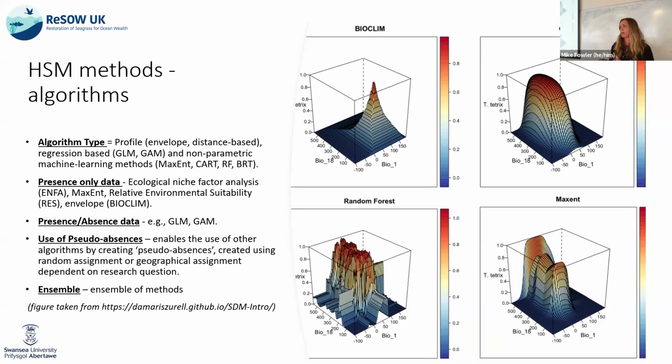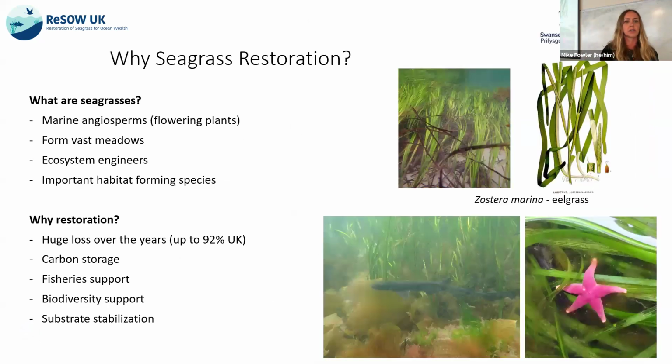This basically creates pseudo absences. So you put background points based on your geographical locations, or it can be just randomly pinpointed in the spatial area that you're looking at for your habitat suitability model. There's also the option to use an ensemble of methods, and this will take a weighted average of all those different model outputs, and it takes out some of the subjectivity of choosing one method over another. So that's quite a popular method to use.